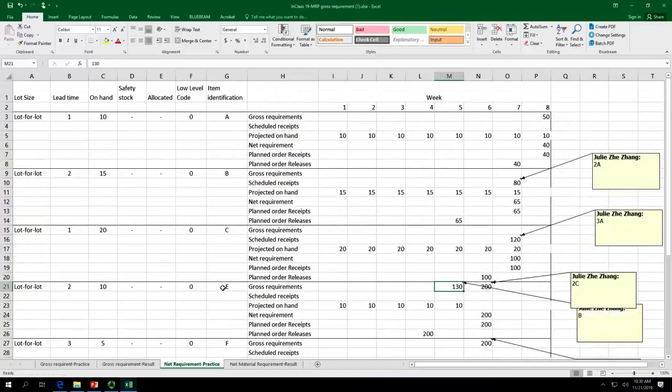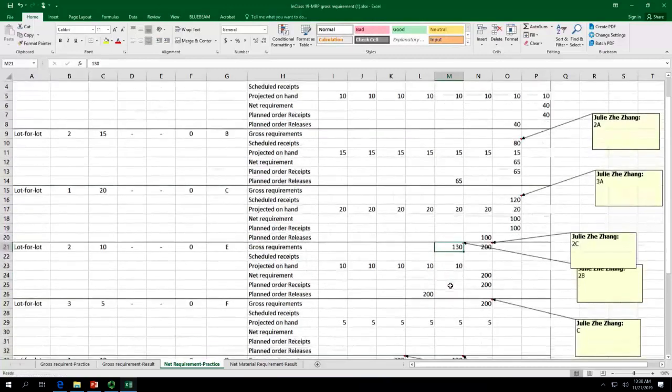And because E is not only associated with C, but also associated with B. So for B, it is 100. You need 1 B needs 2 E. So that's why 3 is here. I should put a note, 2B, over here. 2B. So 65, and then now it is 130.